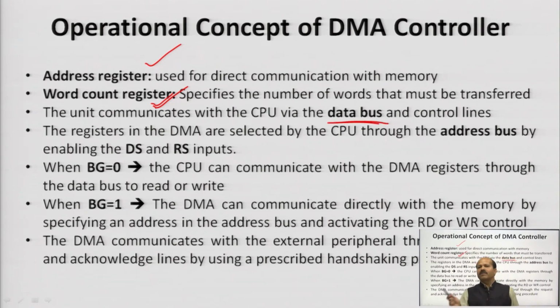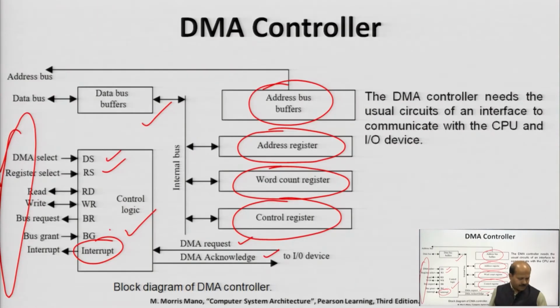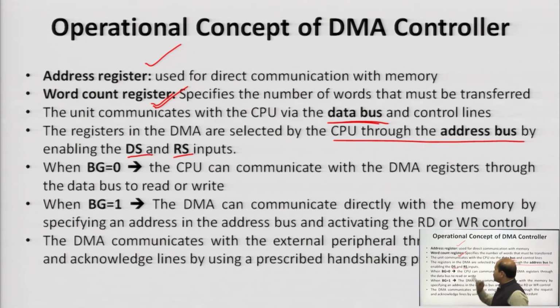Obviously, the data bus is used for communication. Data transfer between the IO device and memory can take place using this data bus, and the registers in the DMA are selected by the CPU through the address bus by enabling DS and RS. You can see these two signals are basically used to enable the DMA controller, or the CPU will issue these two signals to enable the DMA controller. Now you can take charge of input output operation.